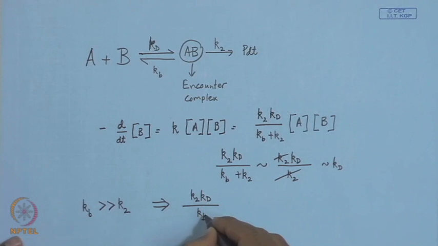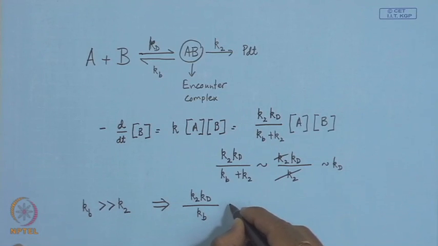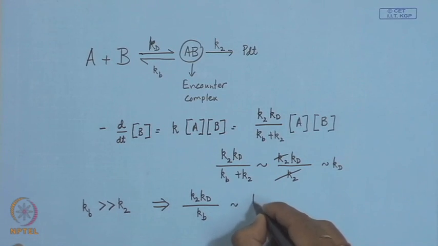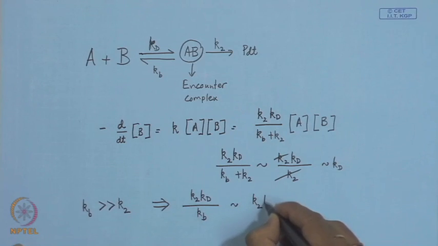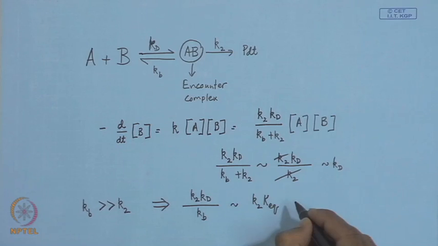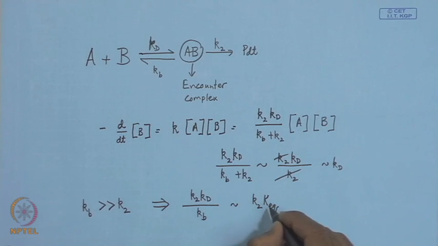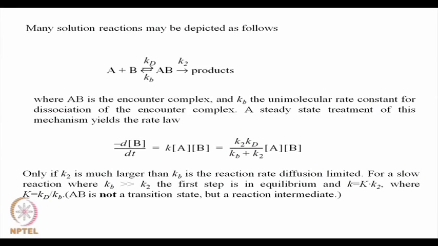So, what is Kd by Kb? Kd by Kb is nothing but your equilibrium constant. So, you can write K2 into K equilibrium, where K equilibrium is Kd by Kb. AB is not a transition state, but it is a reaction intermediate. Remember that AB is not a transition state, but a reaction intermediate.